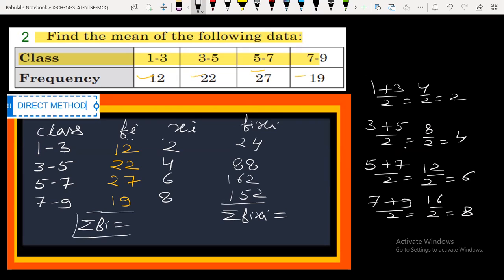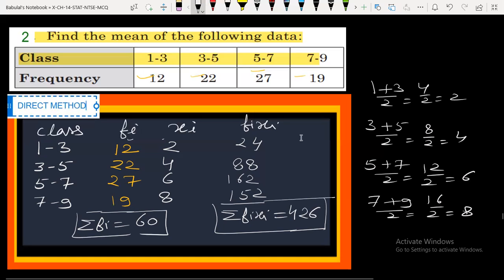Right. So please do with me. मुझसे पहले ही आप करने की कोशिश करें. When you watch this video, please keep a notebook and pen with you, and calculate with me. Sum of all frequencies here is 12 plus 22 plus 27 plus 19. This is 60. And summation means sum or addition of all f and x, means fi xi, means 24 plus 88 plus 162 plus 152, that is 426.